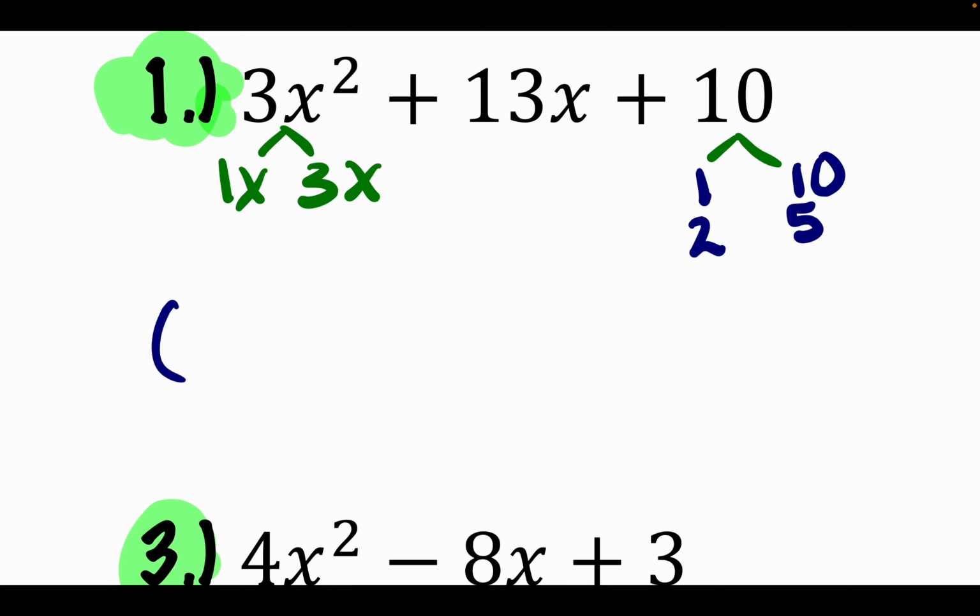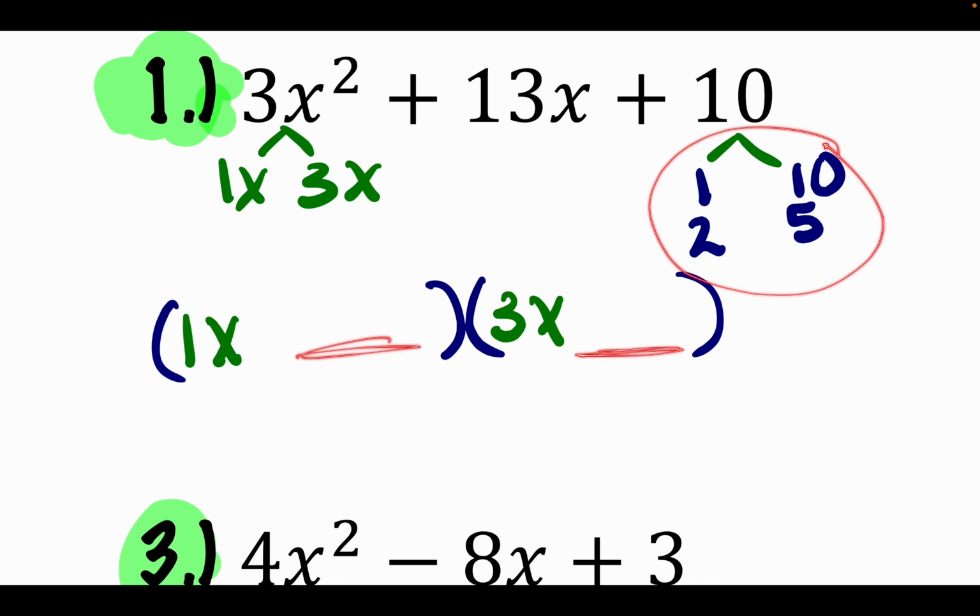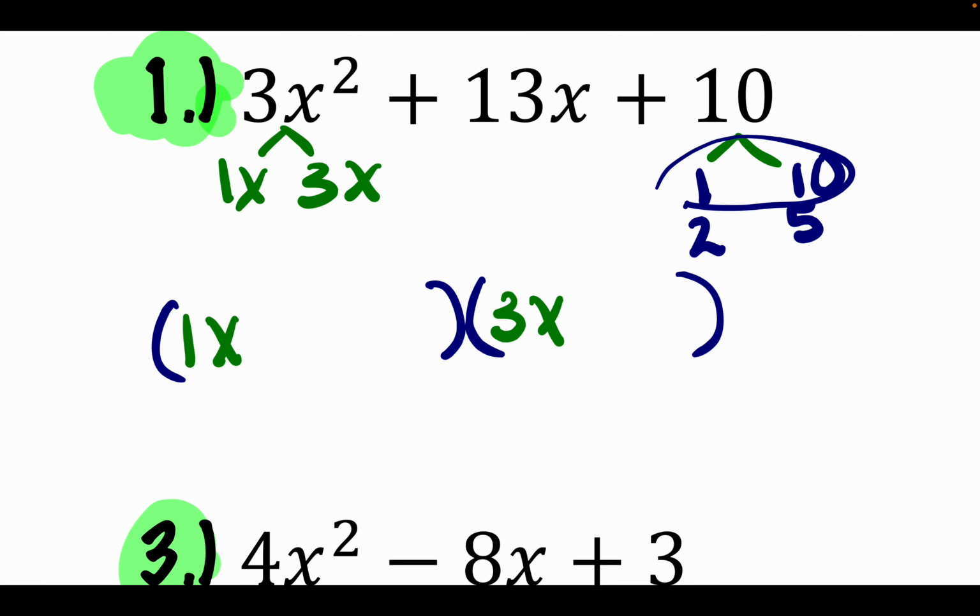So when we factor, we know that our terms are going to look like this. Our x's only have one place to go. They always go in the front. So we're going to have a 1x and a 3x. That leaves the space right here for our factors of 10. So that means that our 1 and 10 and our 2 and 5 are going to go in this back space. Let's try just using 1 and 10. And then if you look, we have pluses, which means these are going to be pluses.